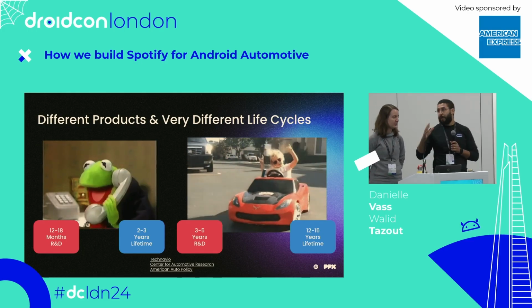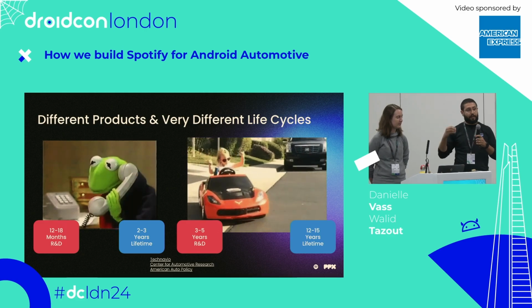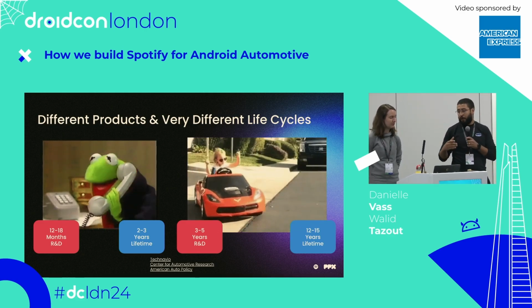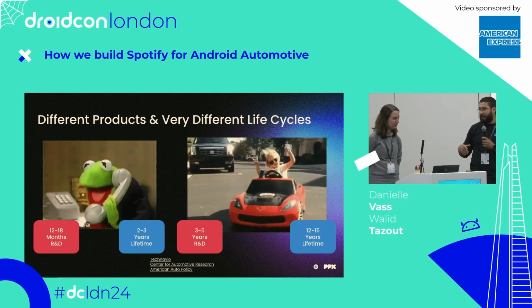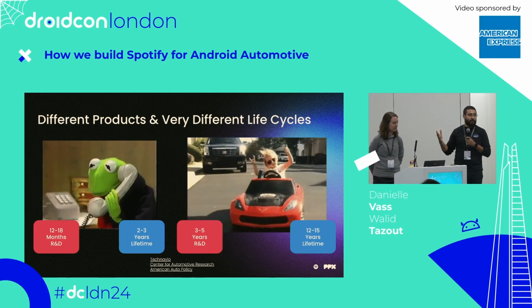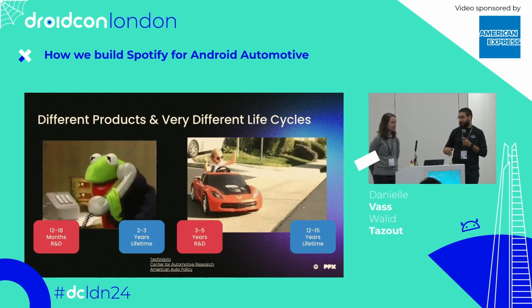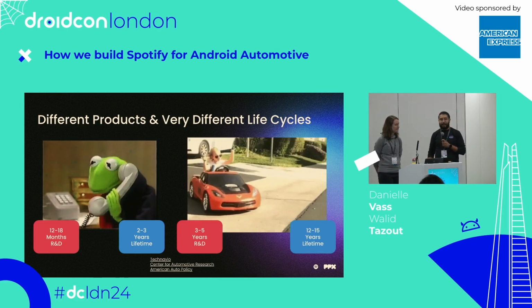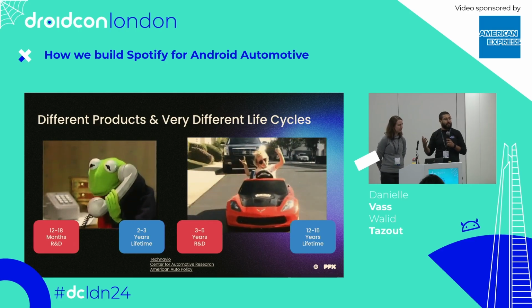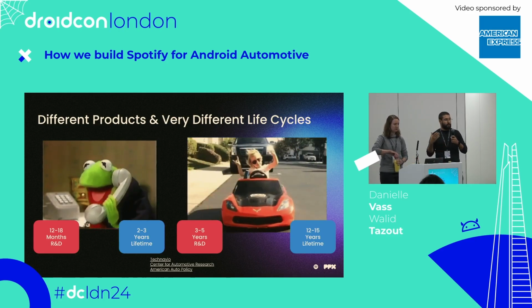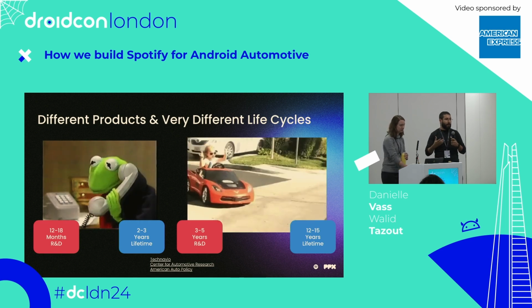So for Android developers, the point of reference for a lot of us is mobile development. So we're going to do a little comparison here to show you how different development for the two products are. The R&D for an Android phone is 12 to 18 months, while a car is 3 to 5 years. So it's almost 3 times the period, as well as for the lifetime of the device itself, it's 5 to 6 times.